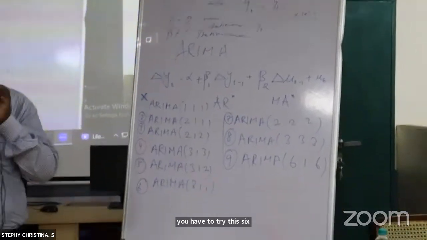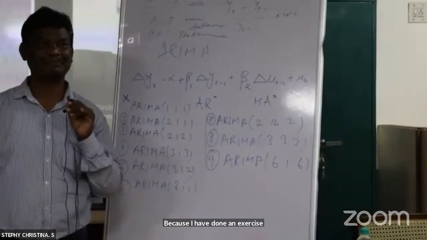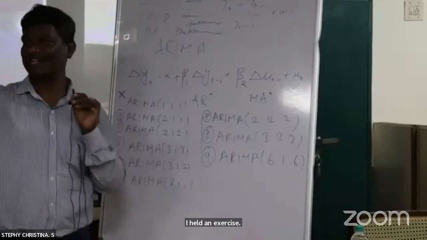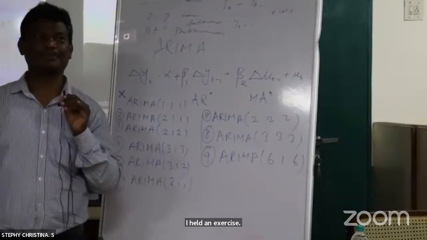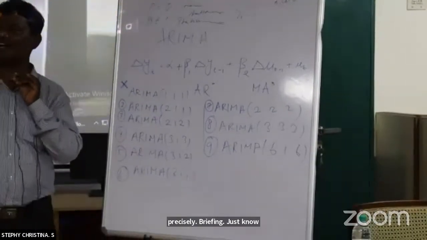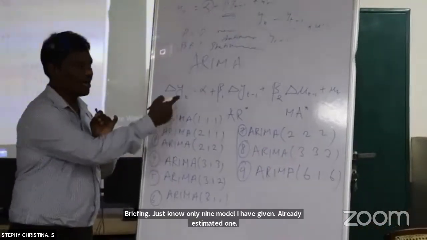Because I have done an exercise and identify. That is what I have given. Only 9 models I have given. Already estimated one. Okay. Anyone tell me the first model already estimated.